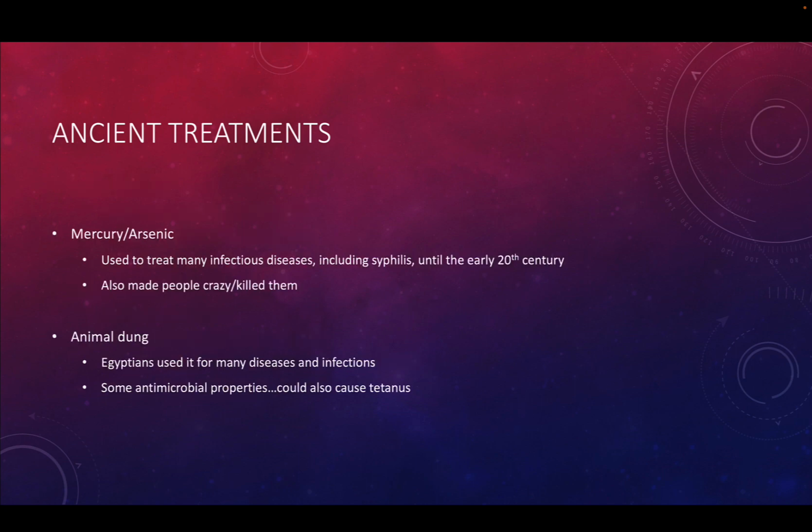People also knew that toxic metals like mercury or arsenic could be used to treat infection. To this day, sure, they can still treat infection because they kill microorganisms. They kill you too. They are toxic. So things like mercury and arsenic were used to treat things like syphilis, even until the early 20th century, basically until the development of antibiotics.